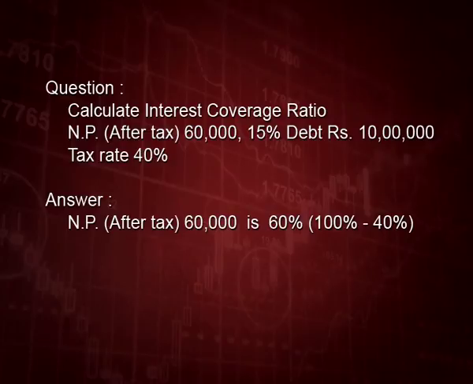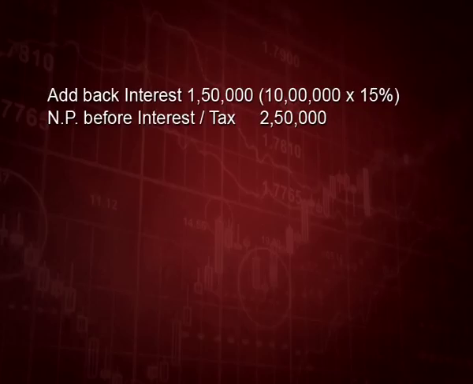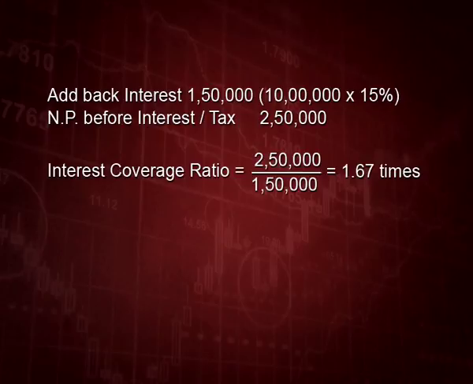If net profit after tax is 60,000, that is 60%, then net profit before tax will be 1 lakh. How? 60,000 divided by 60% into 100% makes it 1 lakh. So, the net profit before tax becomes 1 lakh. Now, add back interest in that, because we have to calculate net profit before interest and tax. So, how much interest is there? 10 lakh into 15%, that is 1,50,000. So, it makes net profit before interest and tax as 2,50,000.